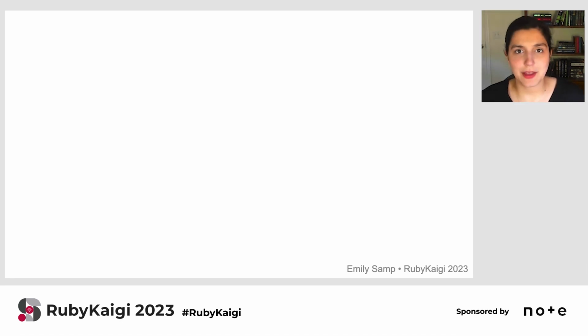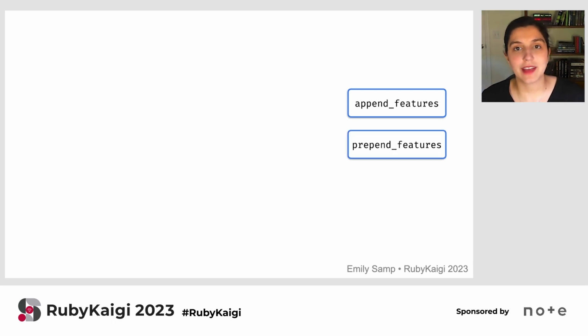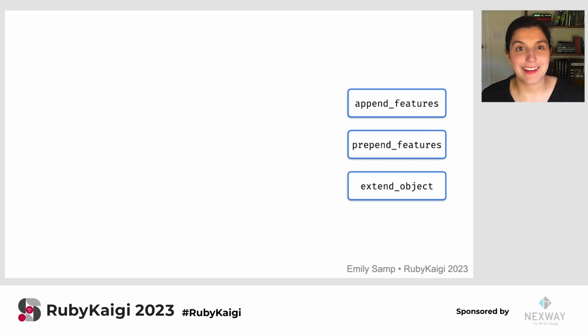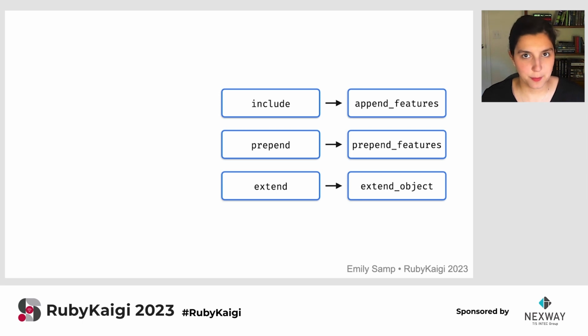It's very possible that you've never heard of the method append features. Before working on this project, I hadn't either. Append features, along with its counterparts, prepend features and extend object, are methods that are deeply internal to Ruby. They implement the underlying logic behind the include, prepend, and extend methods, respectively.